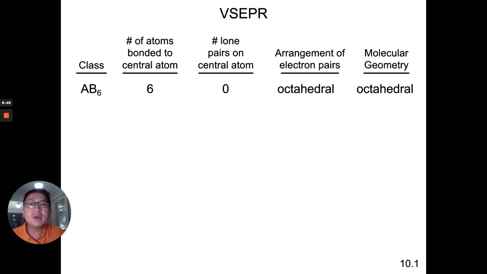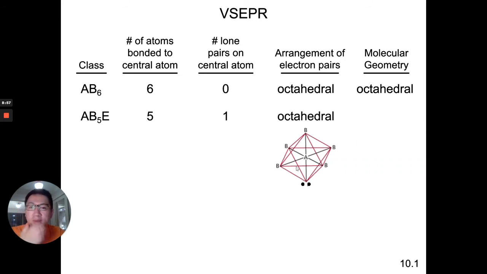6 things attached, no lone pairs, the normal shape is octahedral. But what if one of them was a lone pair? So you had 5 atoms attached and 1 lone pair. 5 and 1, which is 6. The shape of that thing, again, normally is octahedral, but one of these atoms is actually a lone pair. Then what shape do you have left?